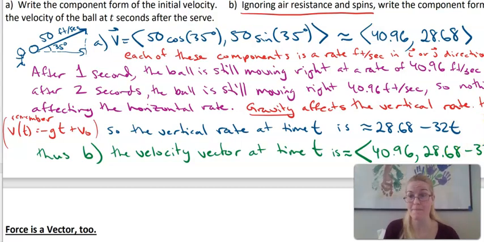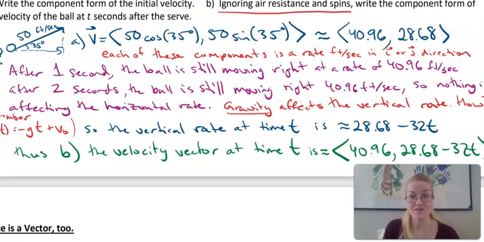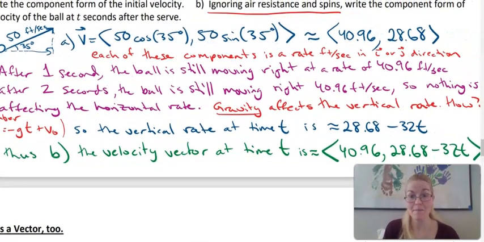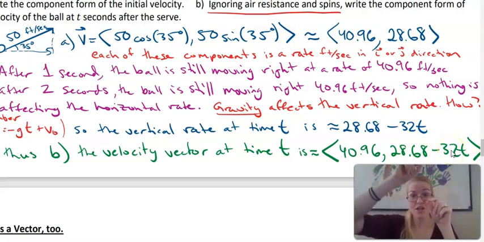So thus, B, the velocity vector at time t, is given by, again, horizontally, it's traveling at a constant rate. Vertically, initially, it's going up, but as time increases, right, it's going to change and start moving down. And if you are standing on the top of a really, really tall tower and you drop something, it picks up speed as it falls, which is why you've got this times t element there. Okay?